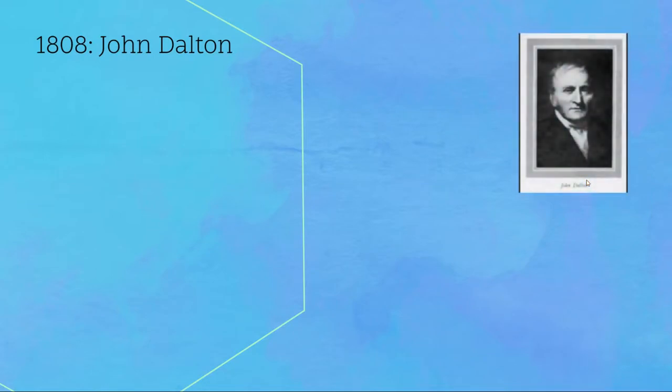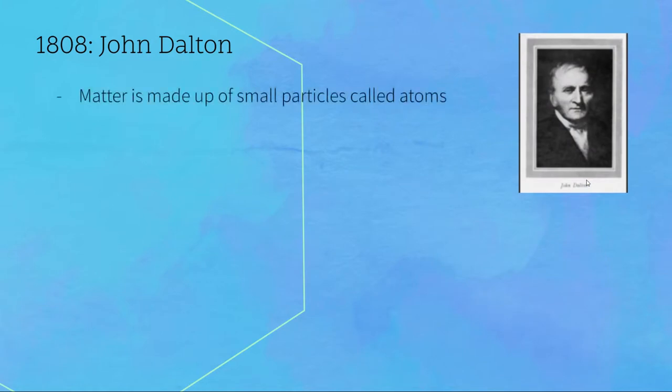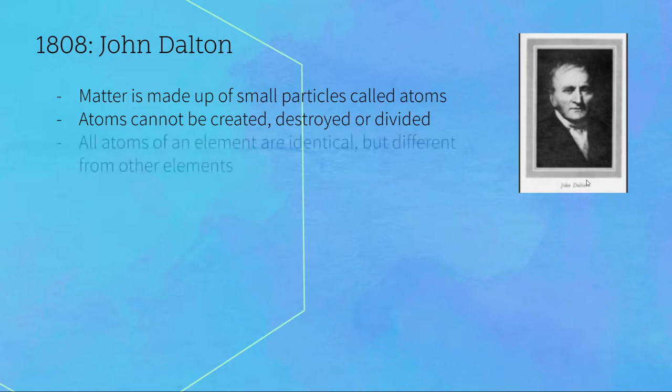Now, John Dalton, this is a pretty portrait right there. He decided that all matter is made up of small particles called atoms, and that you cannot create, destroy, or divide these atoms. That was a big part of it. They're just the way they are. You can't do anything to them. He also said that every element, all atoms of an element are identical, but different elements have different atoms. All right, now that might be confusing, but as we get talking about elements, you'll see what we mean there.